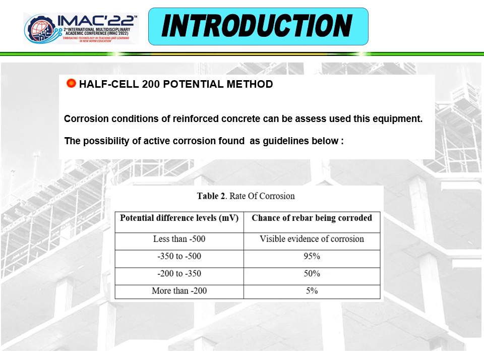Okay, this is the next test, which is using the Half Cell 2000 potential method, and this test is used to know the corrosion condition of reinforced concrete and the possibility of active corrosion, found as guidelines below. Okay, the table shows the rate of corrosion. The potential difference level will appear using this equipment, and with that we can know the chance of rebar being corroded.